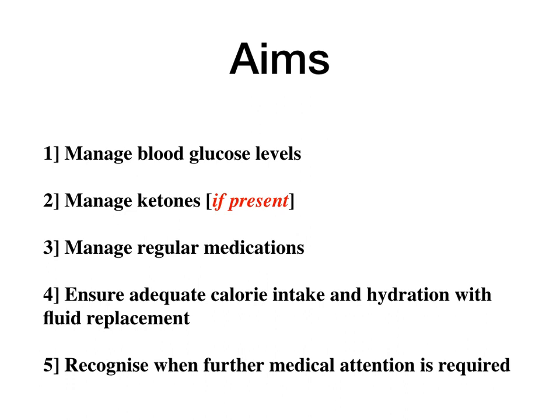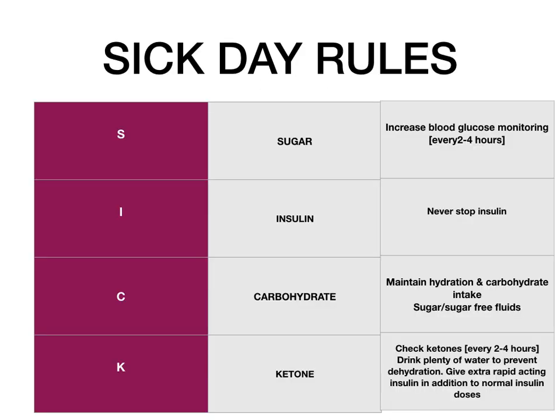So let's look at sick day rules, and I'm going to give you a good mnemonic or a good acronym that can help you to remember the essential things to advise patients on sick day rules. So this is the acronym for you. It's SICK. That's a common one that's used. S is for sugar. So the first thing they need to monitor is the blood glucose. The difference between type 2 and type 1 patients is they both have to monitor blood glucose, but type 1 patients monitor glucose more. So every 2 to 4 hours.